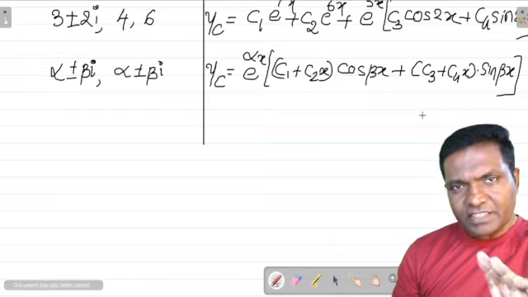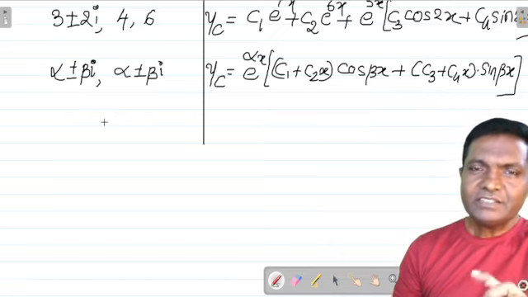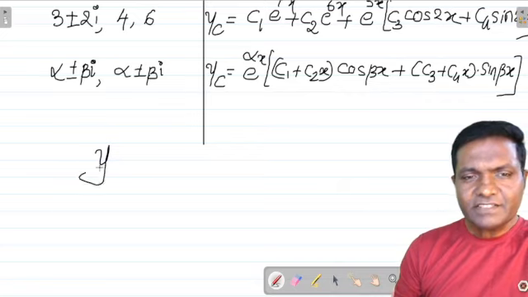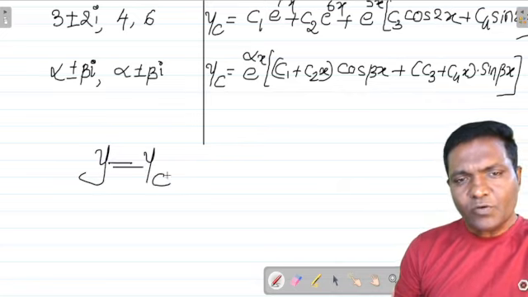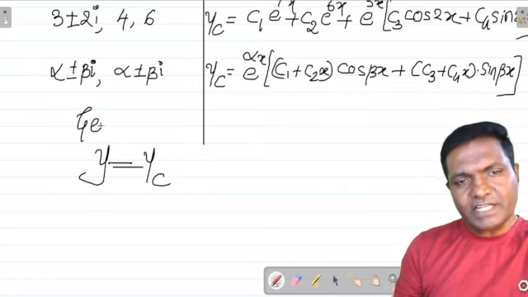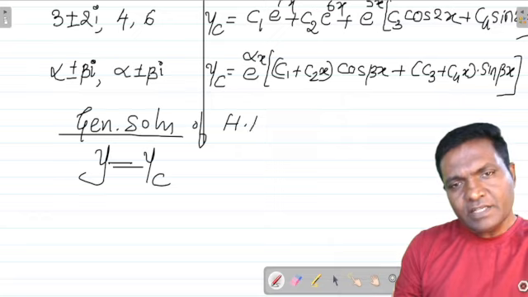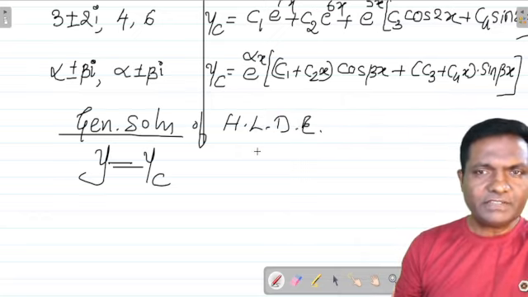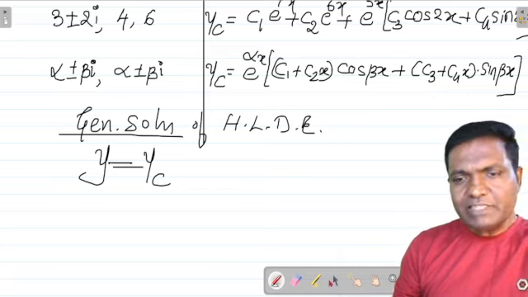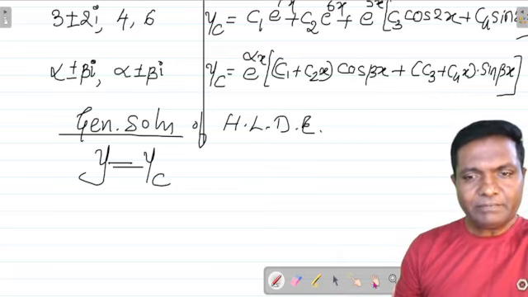If it is homogeneous, then the general solution is y equal to yc. Okay, so this is the general solution of a homogeneous linear differential equation. So remember this. We will solve some examples.